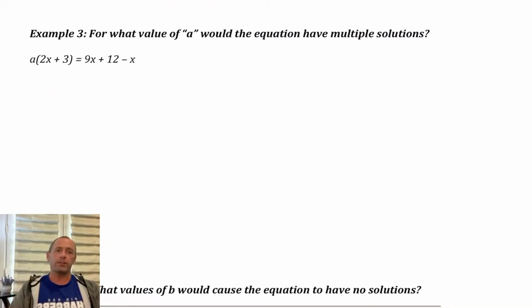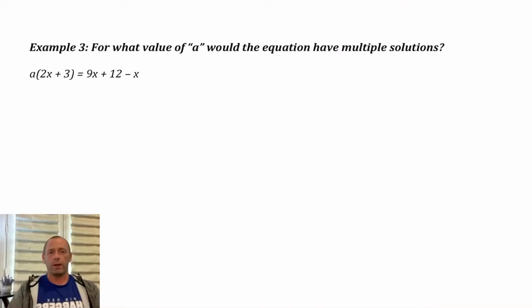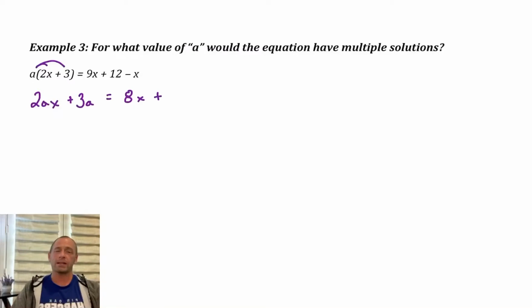So for these next 2 examples, and they'll conclude the video, this is not the only way you can do them. I want you to realize that. So for what value of a would the equation have multiple solutions? Well, if it's got multiple solutions, it means we're looking for an identity here. So I'm going to start by distribution. A groups of 2x plus 3 would be 2ax plus 3a. And on the right-hand side, we can combine like terms to get 8x plus 12.